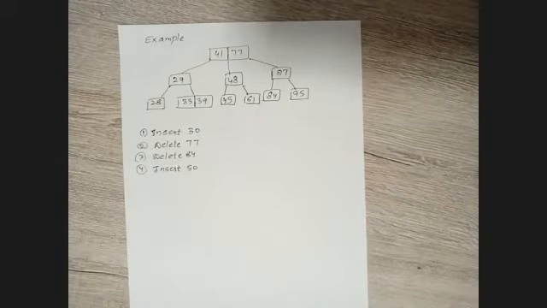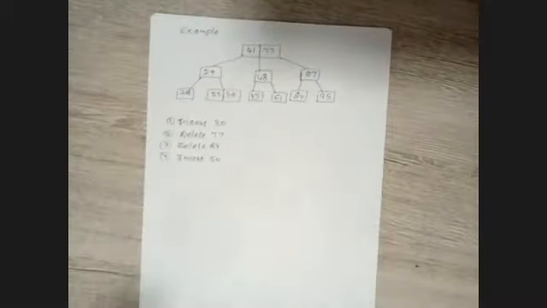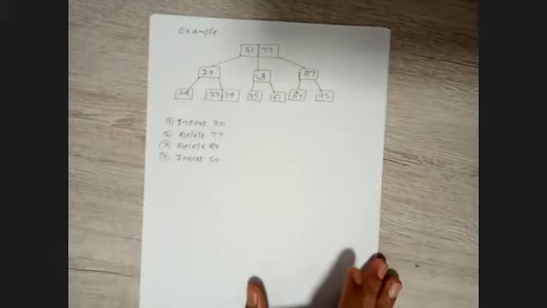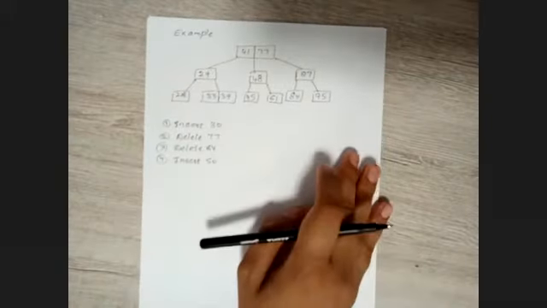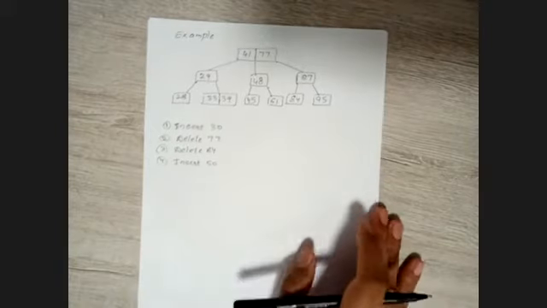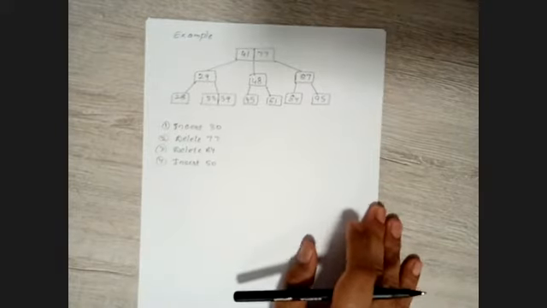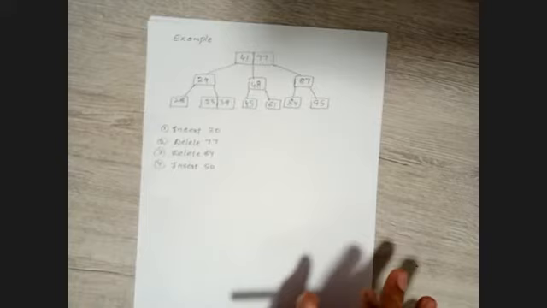Okay, hello everyone. So now let's try to understand the numerical on B tree, where we perform the insertion and deletion operations. Make sure that if you have not watched the previous video, where we understood each and every rule that we need to follow while performing the deletion operation, the link is given in the description.